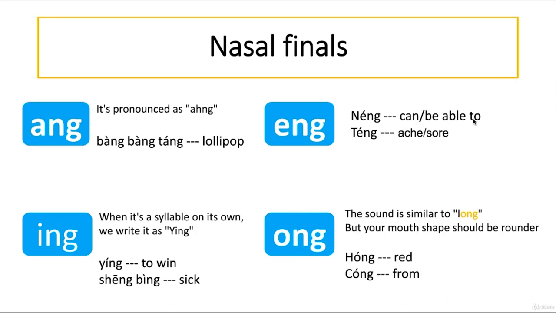The next one, ing, is pronounced as 应. When it's a syllable on its own, we write it as ying. It doesn't change how we pronounce it. It just changes the way we write it. For example, 赢 means to win. 生病 means sick.